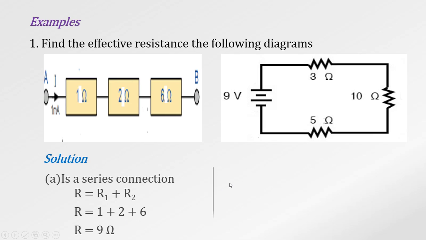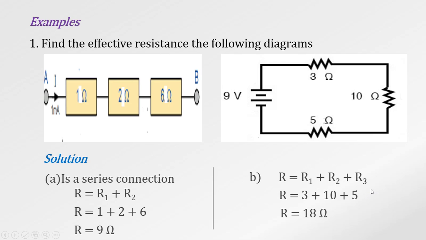Let's look at the other side. Now this diagram here, again they are also connected end to end, though not in the same line, but this end connects to the other, making this also in series. So we shall use the formula of addition, 3 plus 10 plus 5, and we get 18 ohms.